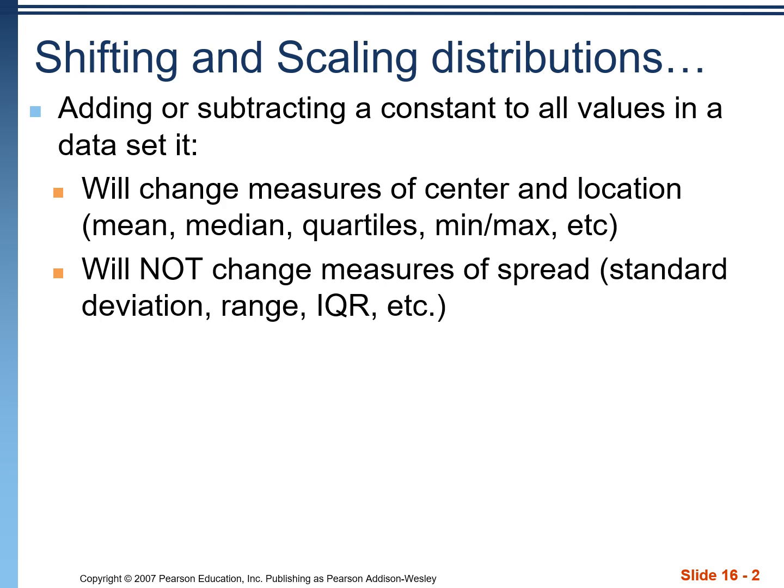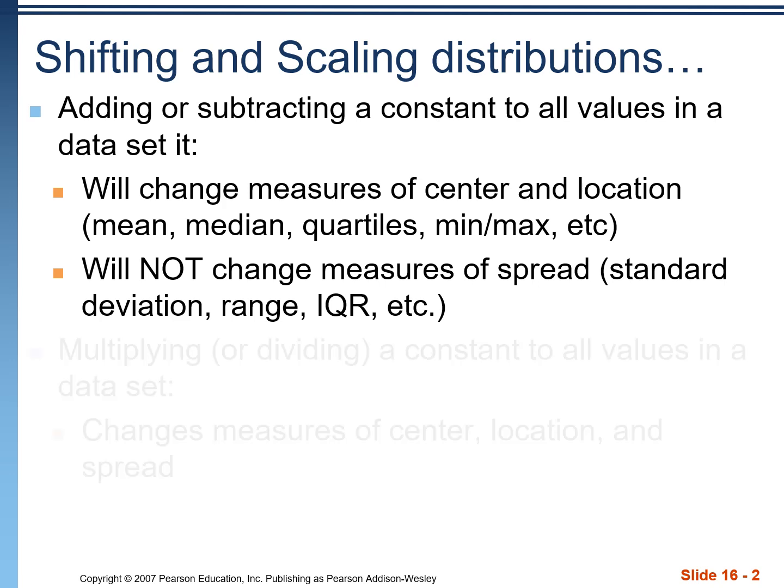If we have a data set and we add or subtract a constant to all the numbers in that data set, that's going to change measures of center and location, things like the mean, median, quartiles, minimum, maximum, etc. However, it won't change measures of spread. Standard deviation, range, IQR are all going to be the same if we add the same number to every value in the data set.